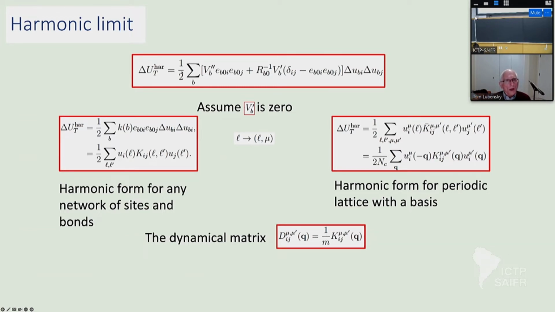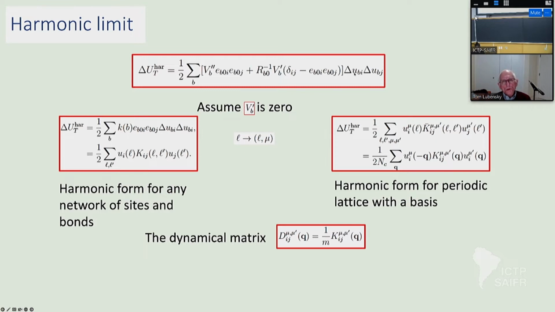Okay, so we're interested in various limits. One of them is the harmonic limit. So in the harmonic limit, we have a contribution which is V double prime EB0 EB. So EB is the stretch of the bond. Recall that's what we discussed earlier. And then we have this part that is 1 over RB prime, and that's what comes in when we have some equilibrium stretch in the lattice. And then of course, it's going to be proportional to delta UBI, delta UBJ. So this is the amount that the bonds have been stretched.